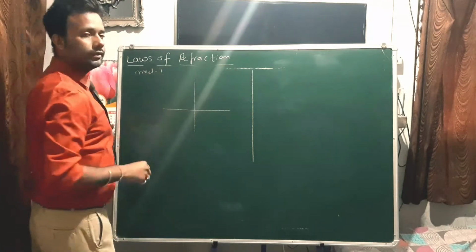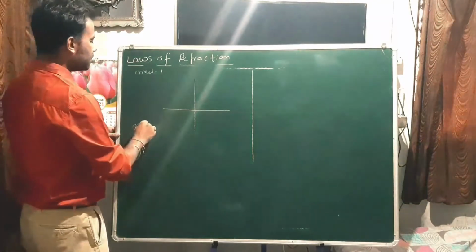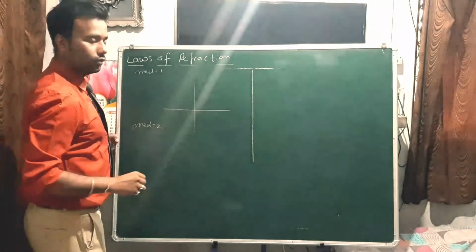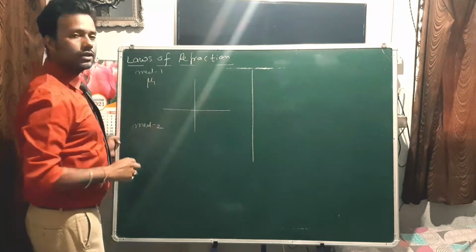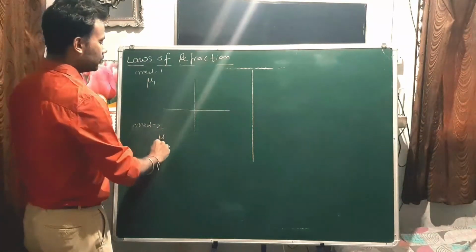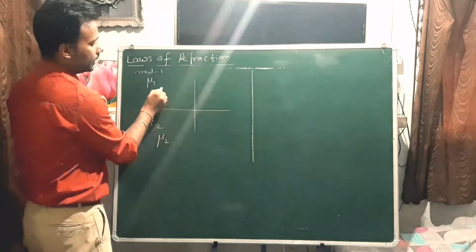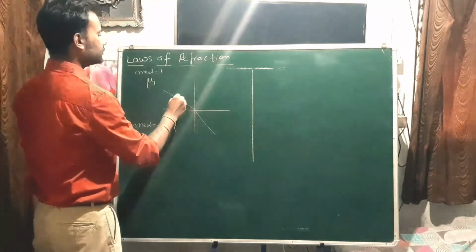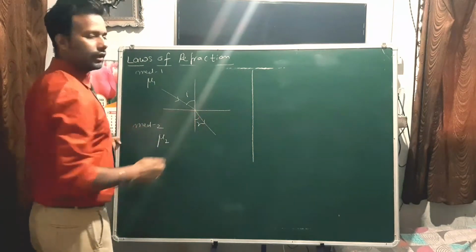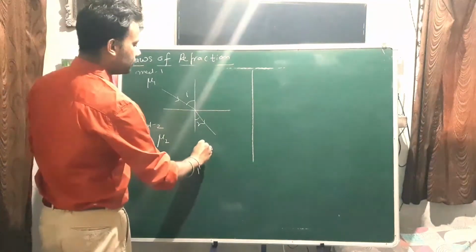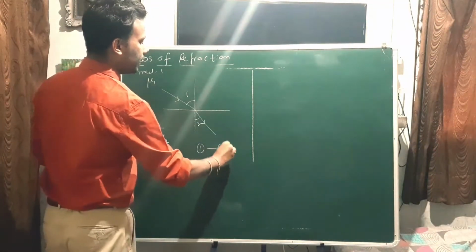This is medium 1 and let's say this is medium 2. The refractive index of medium 1 is mu 1 and that of medium 2 is mu 2. Light is going like this. Suppose this angle is I and this angle is R. So light is going from medium 1 to medium 2.